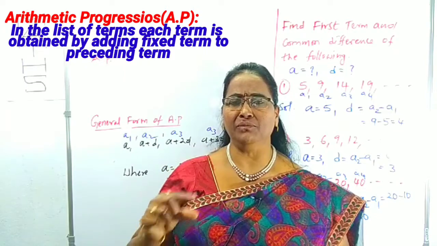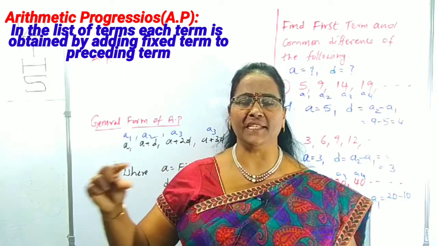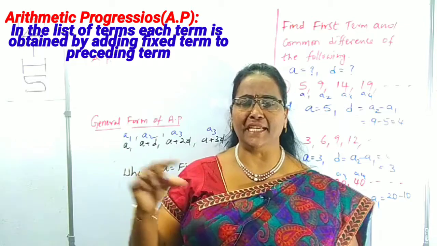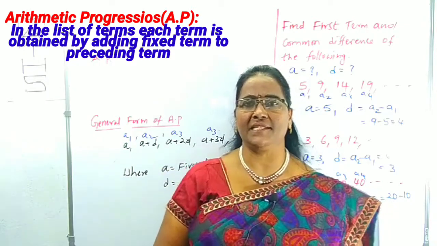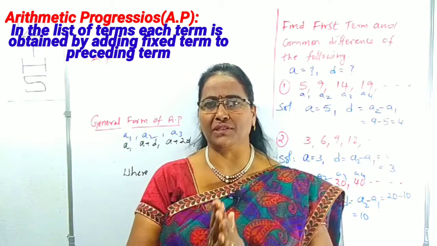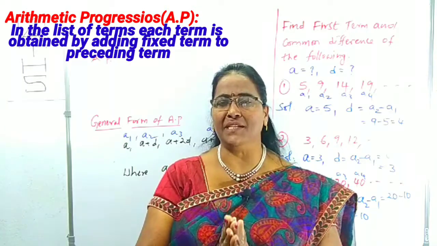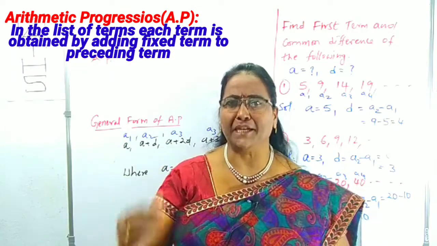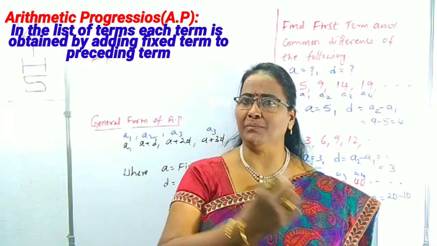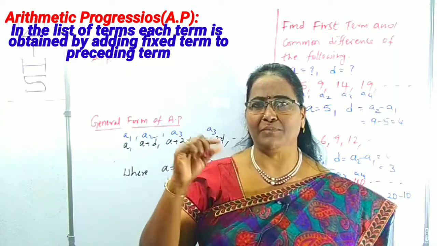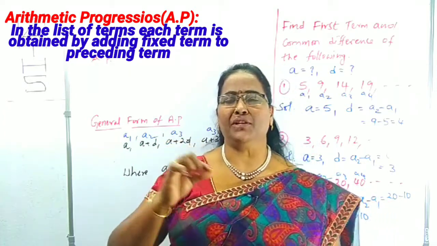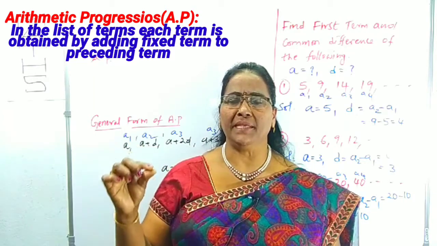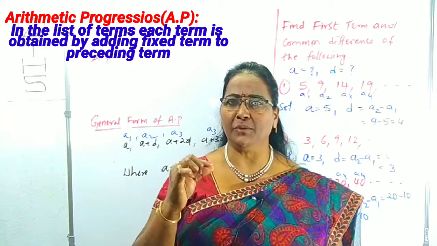In short form you can read it as AP. We can write it as AP. Which series, which progression is called arithmetic progression? Simply, a list of numbers where each number can be obtained by adding a fixed number to the preceding one, except the first term. Such terms form an AP series, which is called arithmetic progression.